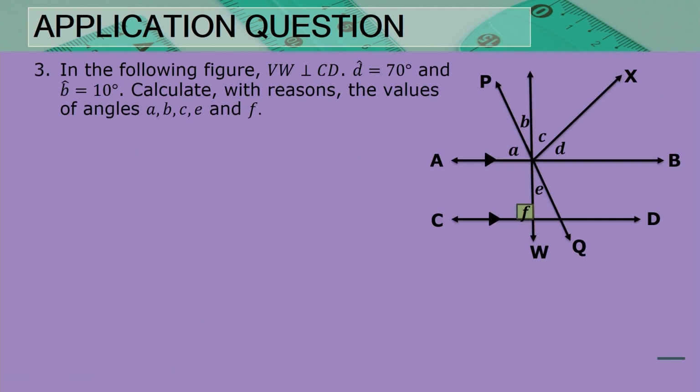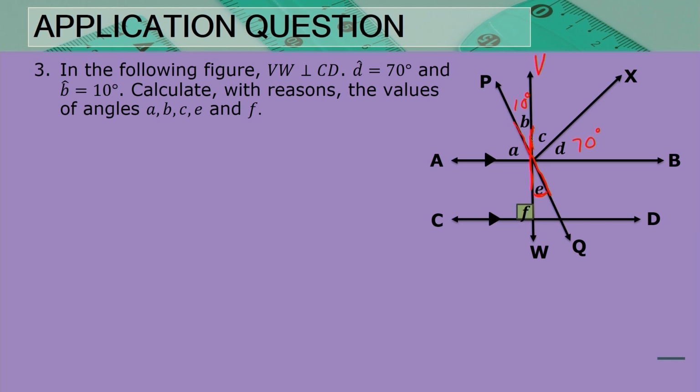Now our next question says that in the following figure, VW is perpendicular to CD, D is equal to 70 degrees. So we are going to just place the D there, and B is equal to 10 degrees. So we are going to place the B in that 10 degrees. Now it says calculate with reasons the values of angles A, B, C, E, and F. So we can start off here with angle E. Now when we are looking at angle E there, we can see that E is formed from PQ and line VW. Of course, there's supposed to be a V over there.